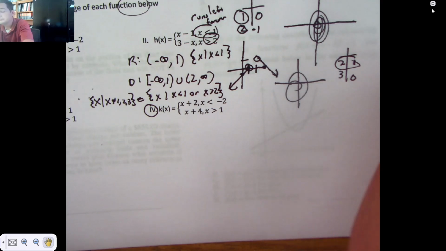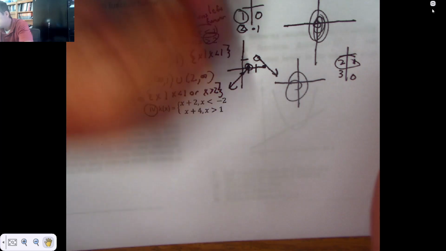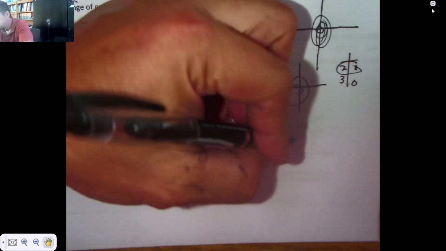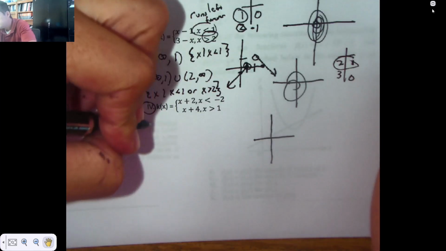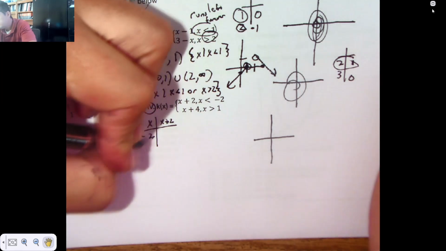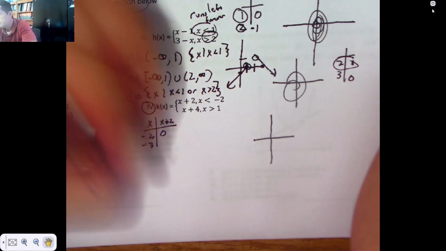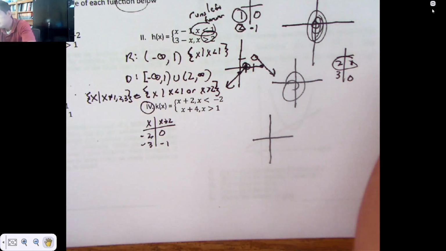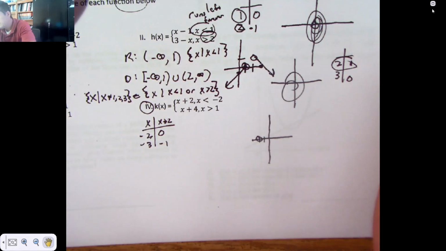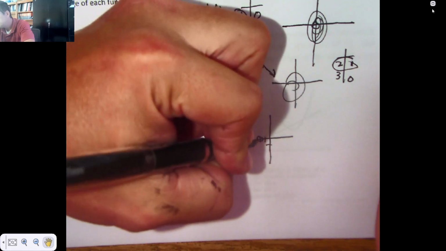Maybe I won't. We have k of x is x plus 2 if x is less than negative 2. So I'm just going to make my little table. I have x plus 2. I can throw a -2 and a -3 at it. Try not to make the same mistakes I've been making. If I throw a -2 at it, I get 0. If I throw a -3 at it, I get -1. So back to 0 with an open circle, back 3 down 1 with a closed circle. Looks like that.